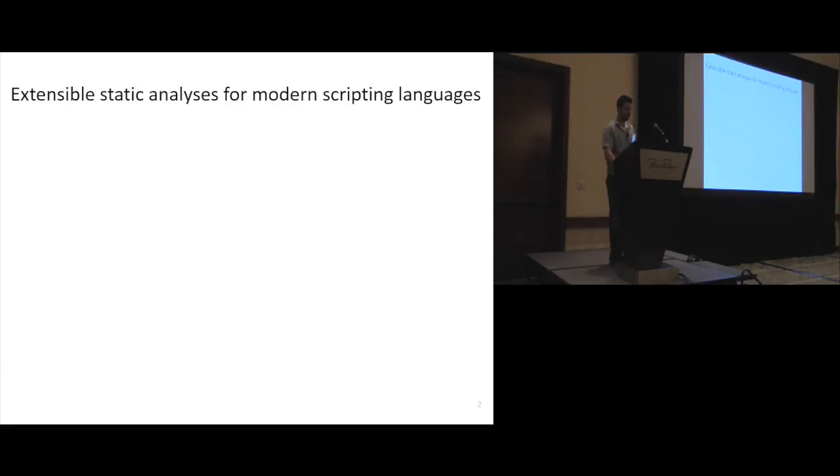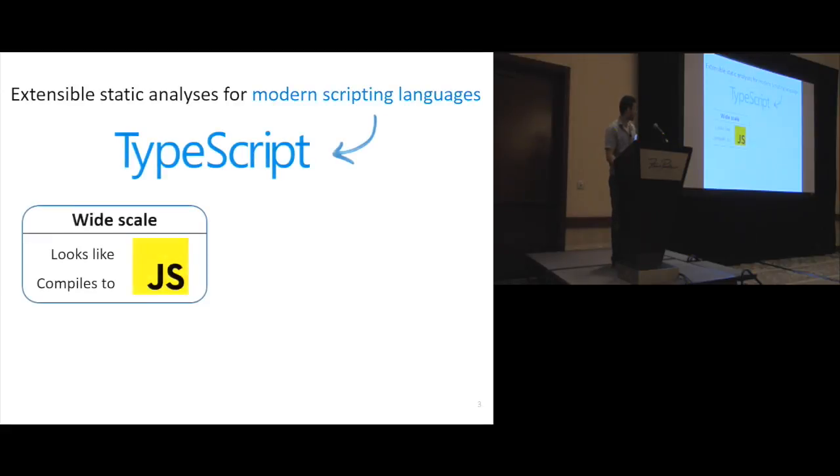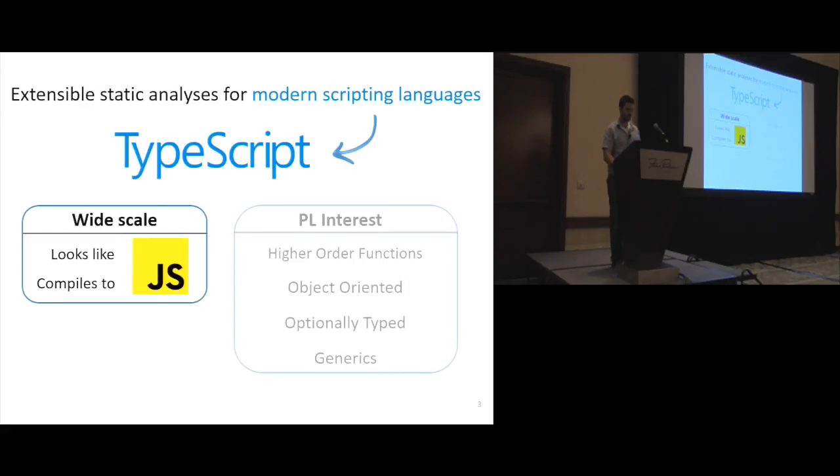So today I'm going to be talking about how we can create an extensible static analysis for a modern scripting language. And the language we're going to focus on is TypeScript. TypeScript was created by Microsoft and is now used widely. It looks a lot like JavaScript and actually compiles down to JavaScript, but also has more interest for the programming languages community.